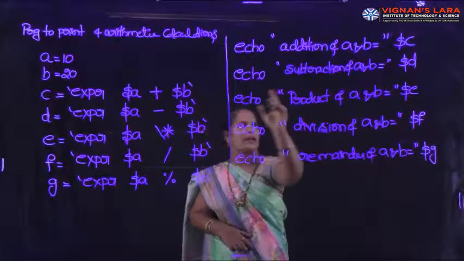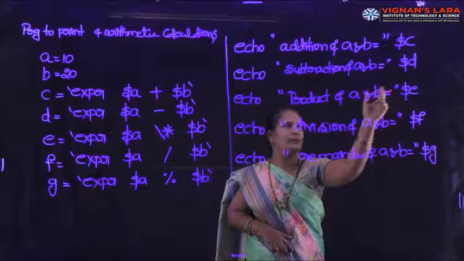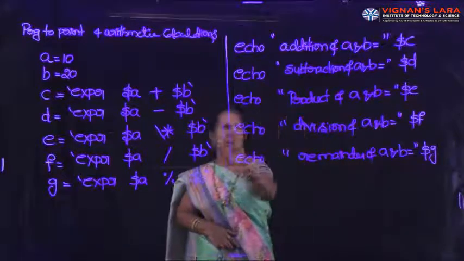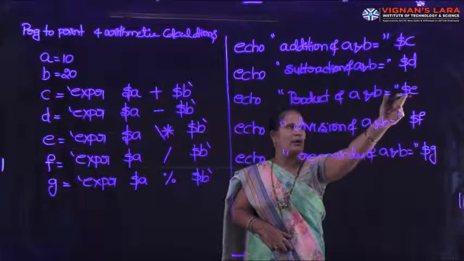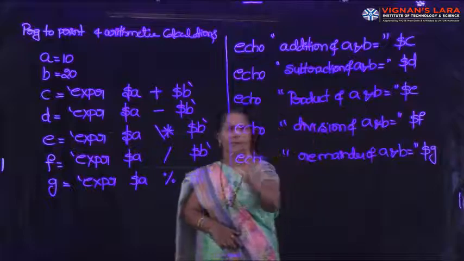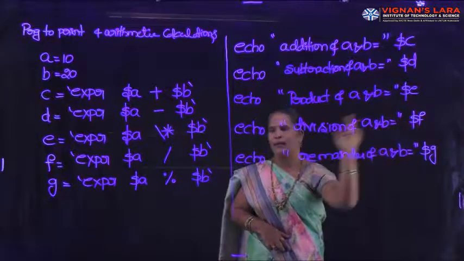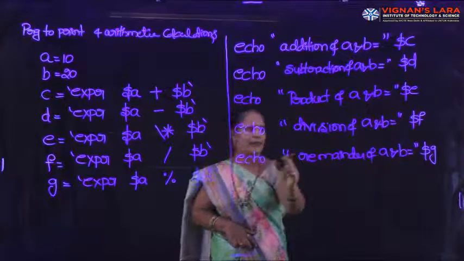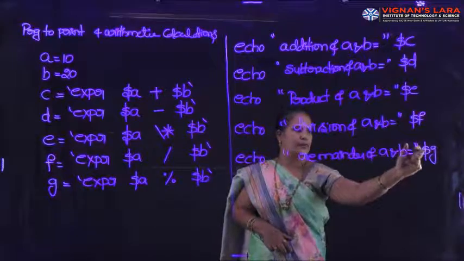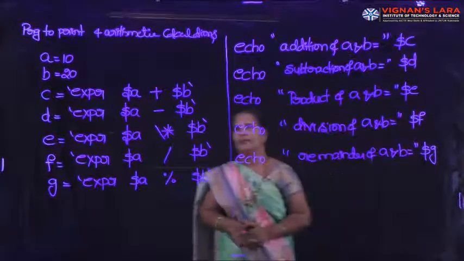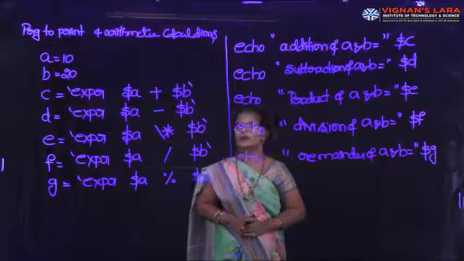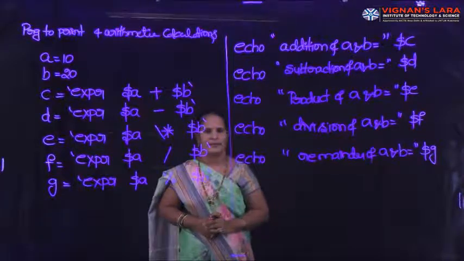Next, subtraction of A and B is equal to $D. Next, product of A and B is equal to $E. Division of A and B is equal to $F. Next, remainder of A and B is equal to $G. This is how to perform all arithmetic operations.